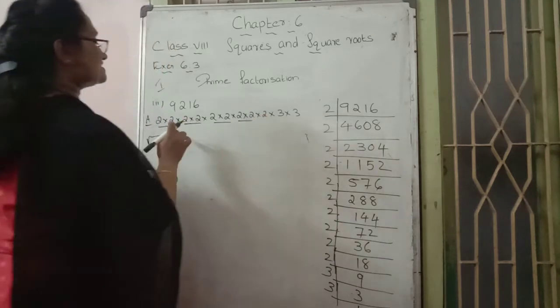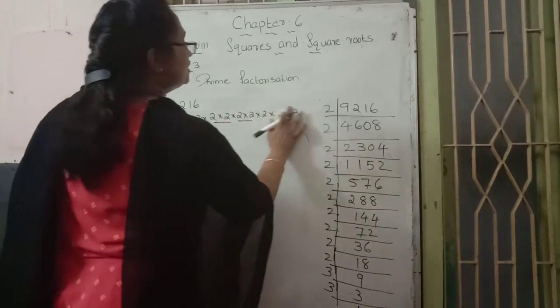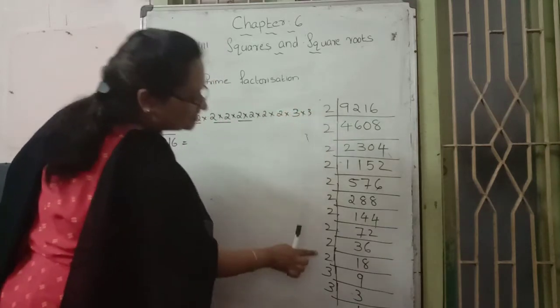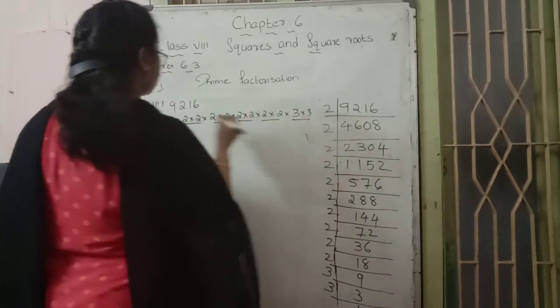So one 2 is missing. 1 2 3 4 5 6 7 8 9. Here 2 into 3 into 3. Ten times 2 and 2 times 3. So here also we pair each pair.